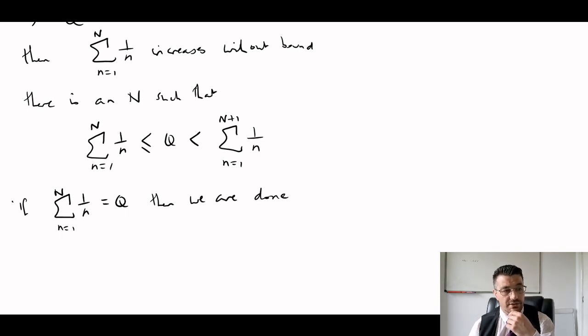Why? Because the sum of 1 over n is 1 plus a half plus a third plus a quarter plus and so on, it's a finite sum of reciprocals of distinct positive integers. So it's in exactly the right form.